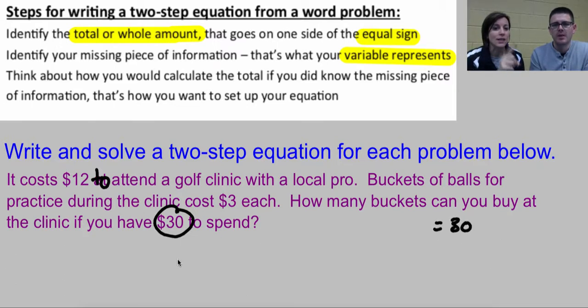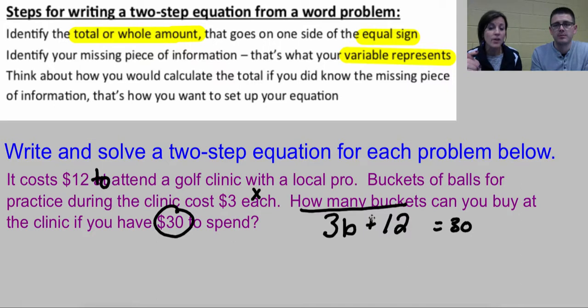What's next? Identify the missing piece of the information. We need B for buckets that we can buy at the clinic. And then each of those buckets is $3 each. Each is really code for multiply. So 3 times the number of buckets. And we do have that additional fee. It costs $12 to just show up for the clinic. So we're adding 12 to the 3B.